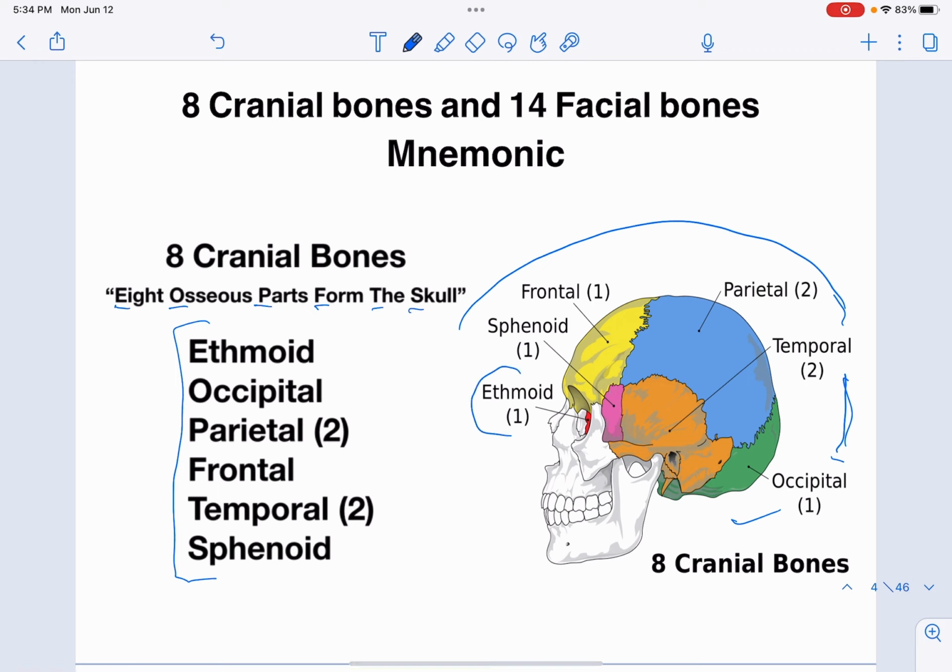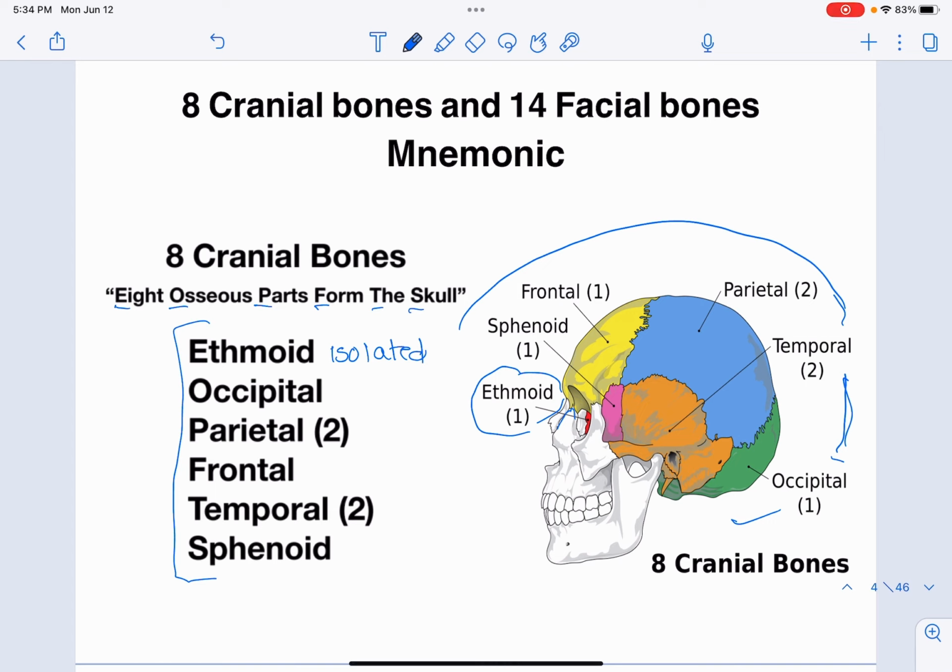Okay, the ethmoid bone sits right behind the nose, so it's kind of hard to see. You almost have to have it out of the skull, which we do. We have an isolated ethmoid bone, so you can look at the isolated ethmoid bone, but it sits right behind the nose here, the nasal bones. That's what's shown in red.